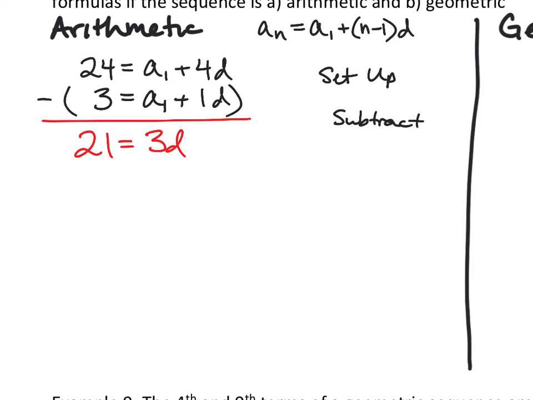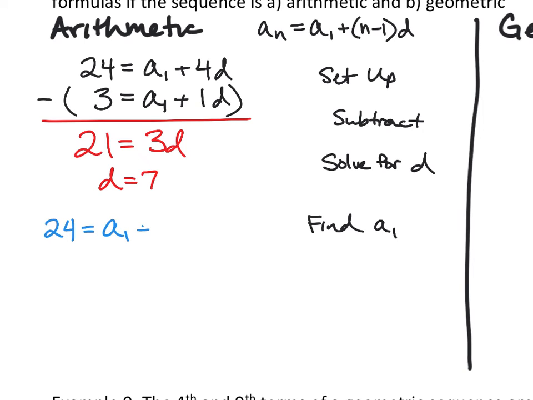Oh, check it out. I only have one variable left. I can solve for d. d would be equal to 7. So we found the common difference. Yay! I just need to find the first term. So that's our next goal: find a sub 1. Okay, well, let's take back the very first equation we have, 24 equal to a sub 1 plus 4 times d, but we now know d is 7. So we have 24 equal to a sub 1 plus 28, or that a sub 1 is equal to negative 4.